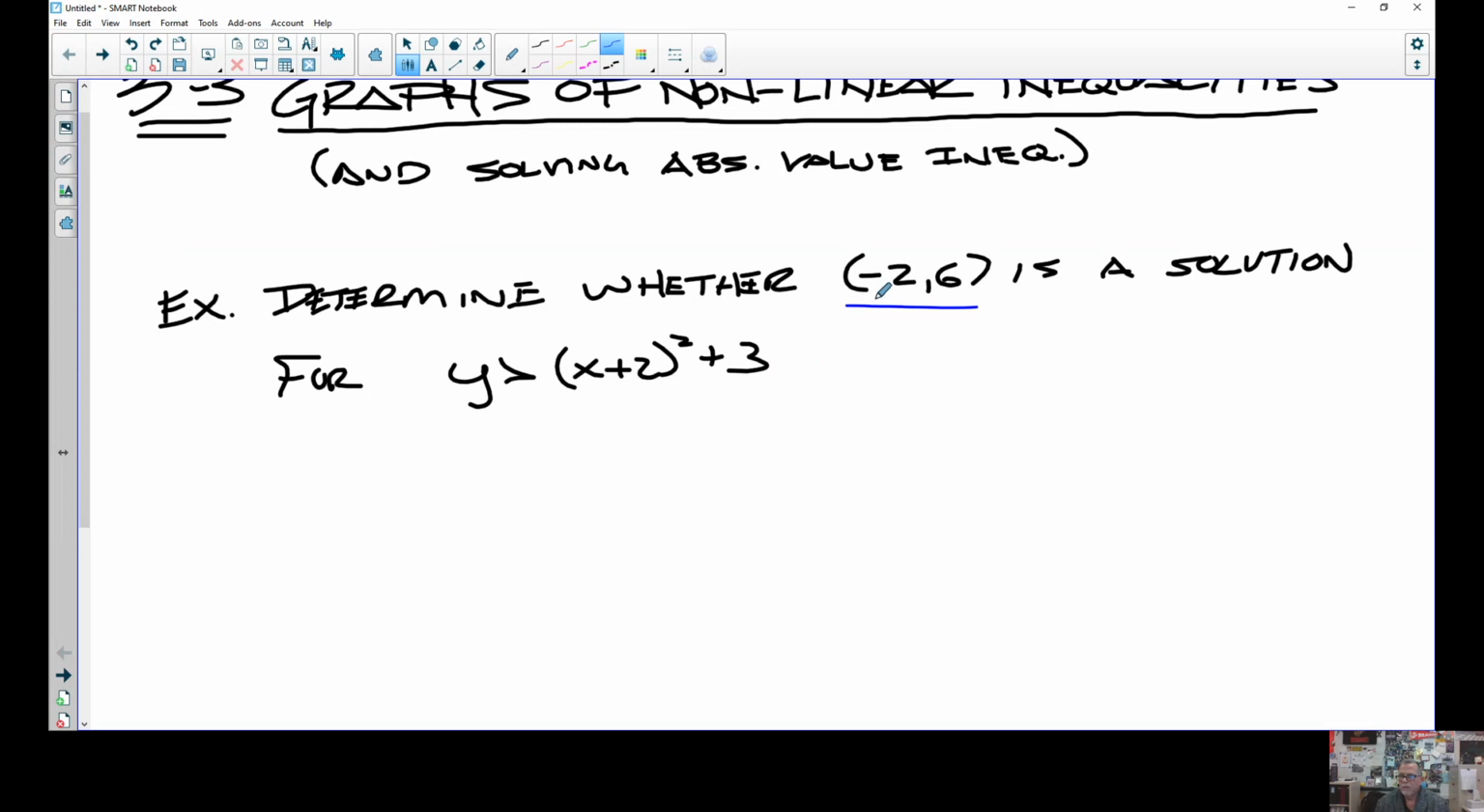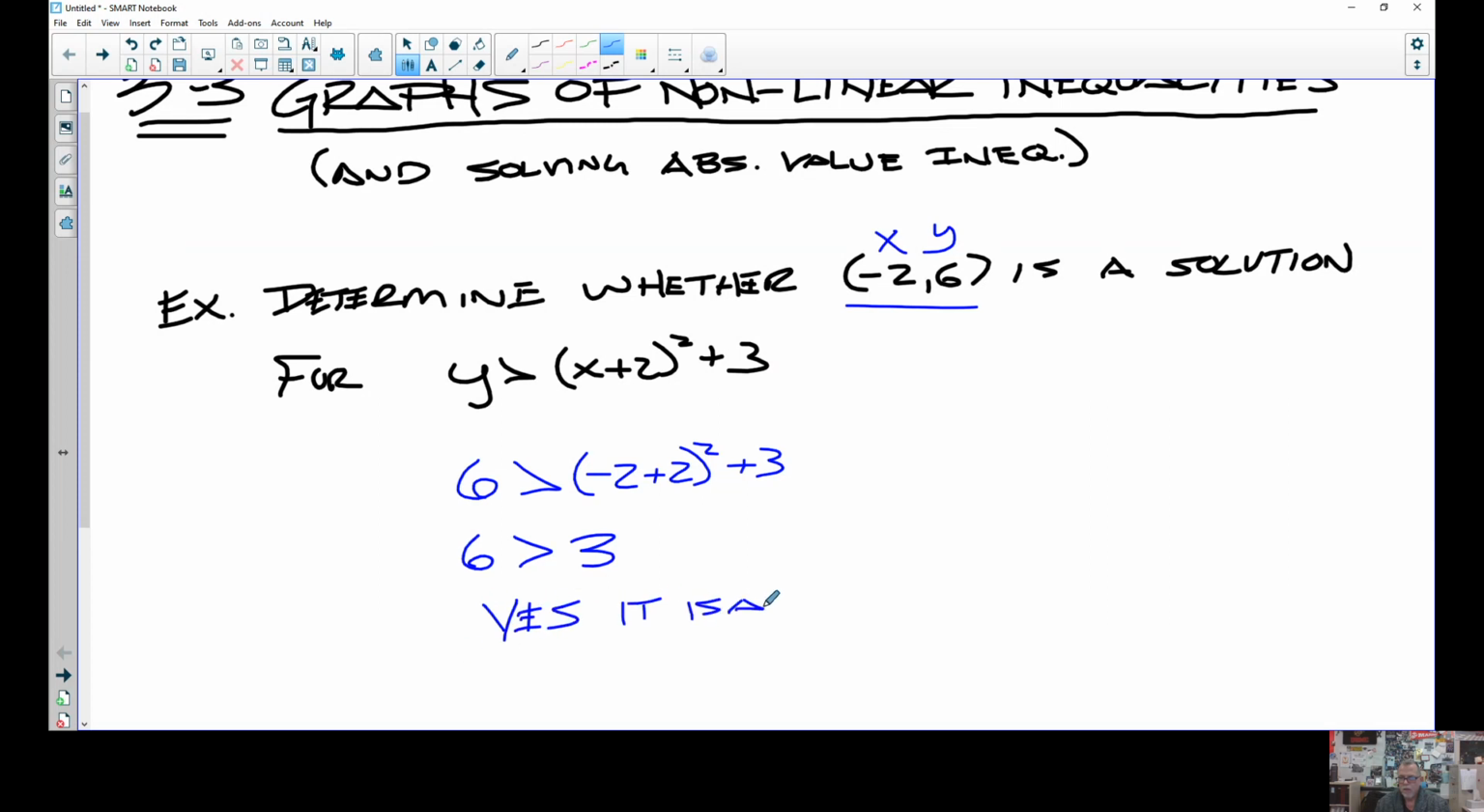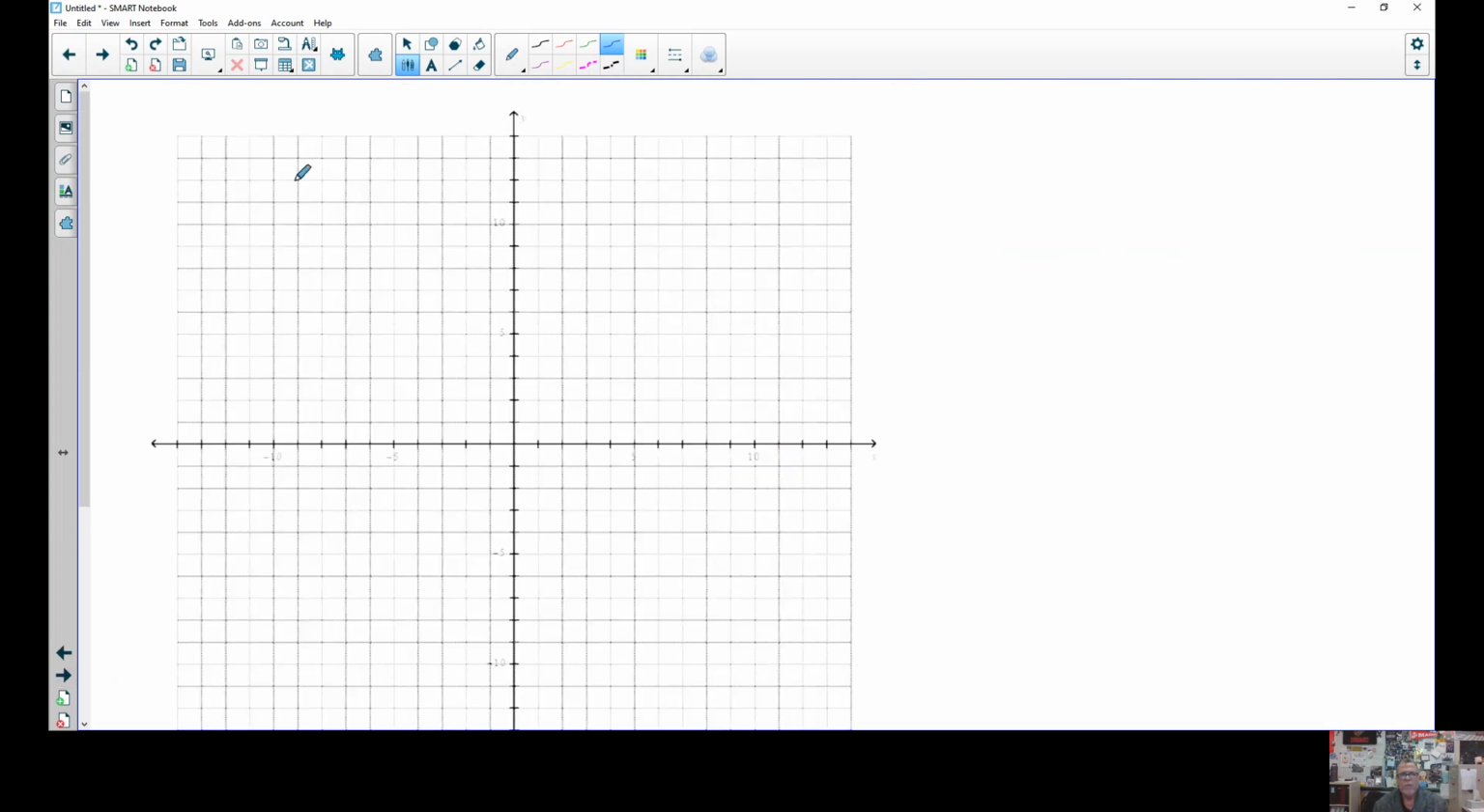The easiest way is just plug it in, right? This is my x, this is my y, so I plug it in here. 6 greater than (-2 plus 2) squared plus 3, right? I end up with 6 greater than 0 plus 3. Is 6 greater than 3? Yes. It is a solution. All right, so yes, it's a solution. You just plug it in, check and see, does it make the inequality true, right? All right, so that's the most basic. I don't think many of you are going to have trouble with that.